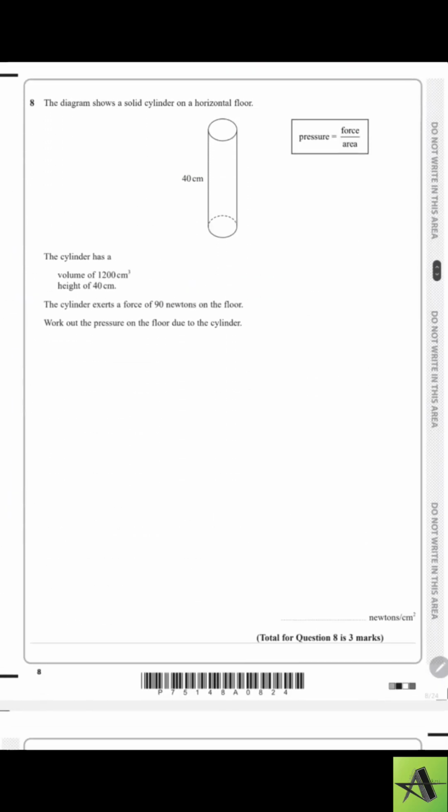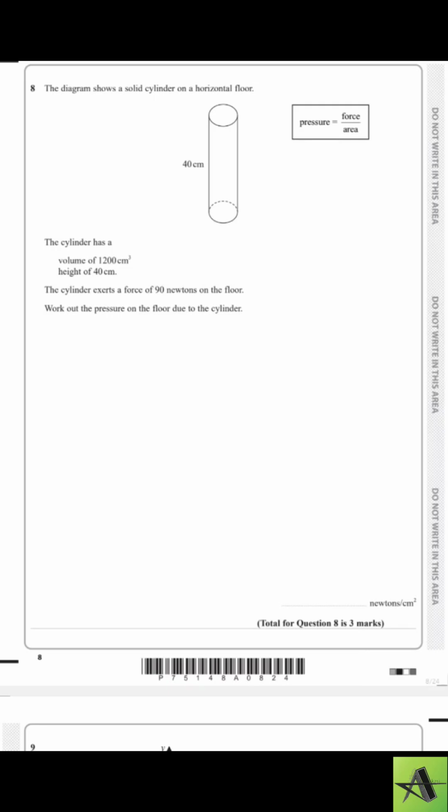Moving on to the next one. The diagram shows a solid cylinder on a horizontal floor. The cylinder has a volume of 1200 centimeter cubed and the height is 40 centimeters. The cylinder exerts a force of 90 newtons on the floor. You have to work out the pressure on the floor due to the cylinder.